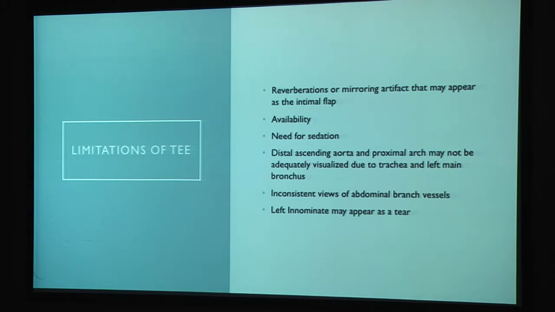Distal ascending aorta and proximal arch may not be adequately visualized due to the trachea and left main bronchus. There is the modified A-view where there's a special left main bronchus catheter that you can put in, fill it with saline and see the aortic arch, but it tends to be a little bit cumbersome to do in the real world. Inconsistent views of the abdominal branch vessels, and then sometimes the left innominate may appear as a tear.